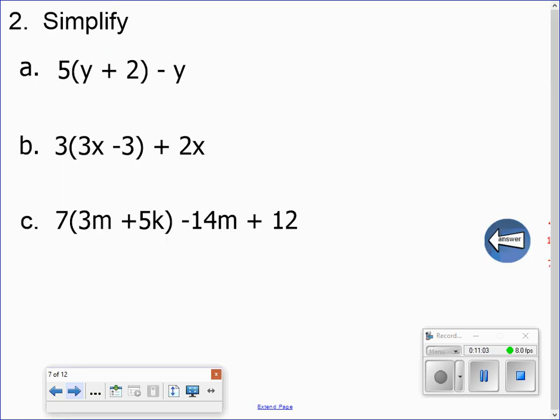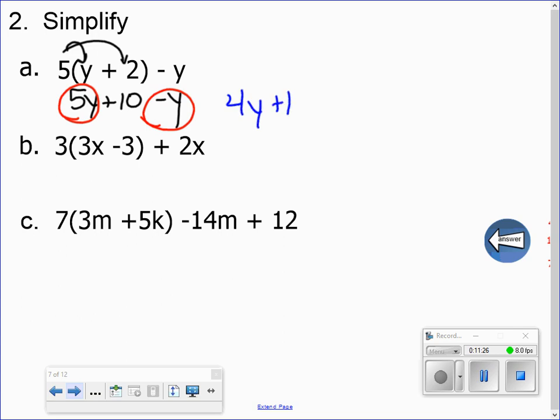Okay, simplify. We want to simplify, so we're going to use the distributive property here, and then we're going to simplify. So here we have 5 times y and 5 times 2. So this would be 5y plus 10 minus y. Keep in mind that we have like terms of 5y and y. So this would end up being 4y plus 10.